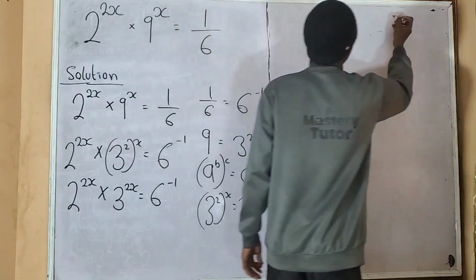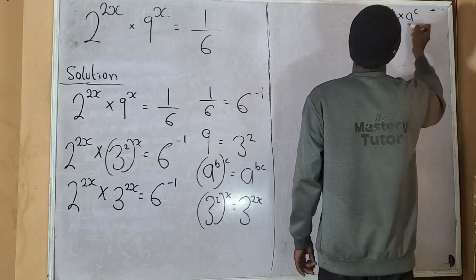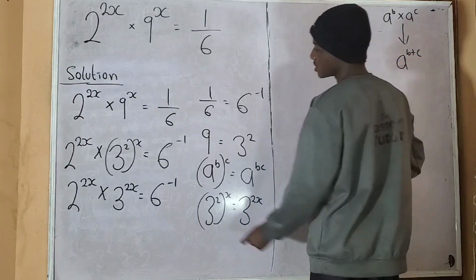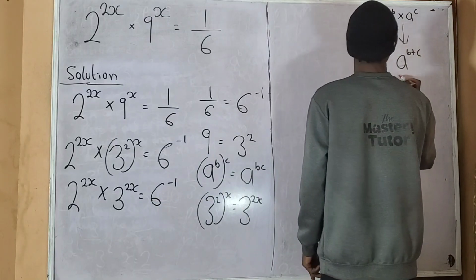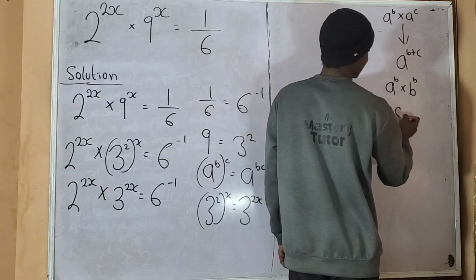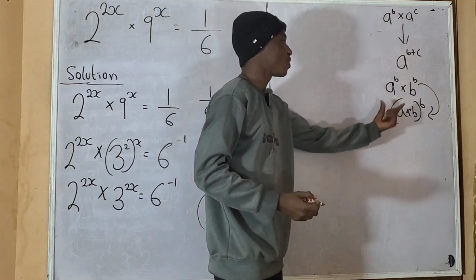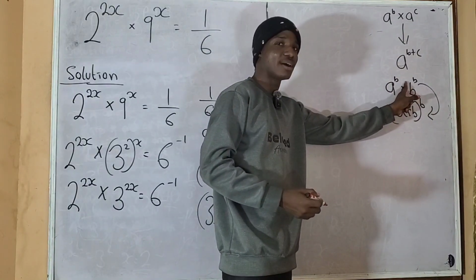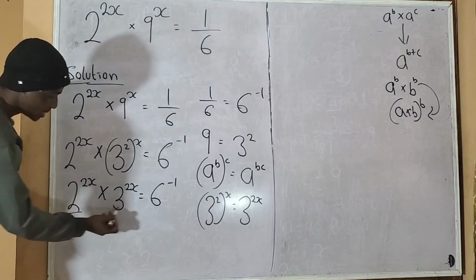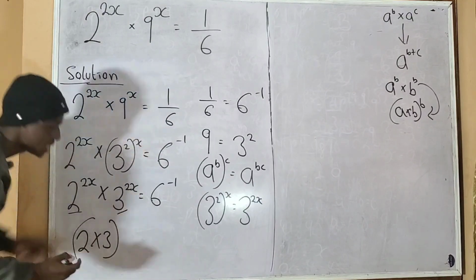This law holds if you have a raised to the power of b multiplied by a raised to the power of c. This can be written as a raised to the power of b plus c, right? But what if you have a raised to the power of b multiplied by b raised to the power of b? You can write it as a times b raised to the power of b. Are you getting it? That is, if you have different bases but the same power, you can rewrite it like this. That means the base here is 2 and the base here is 3. So I can say 2 times 3 raised to a single power.